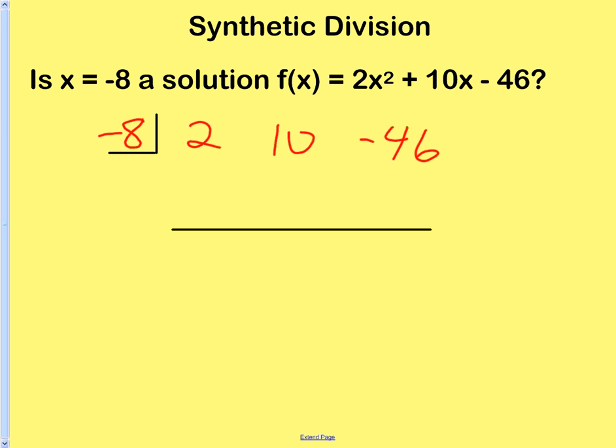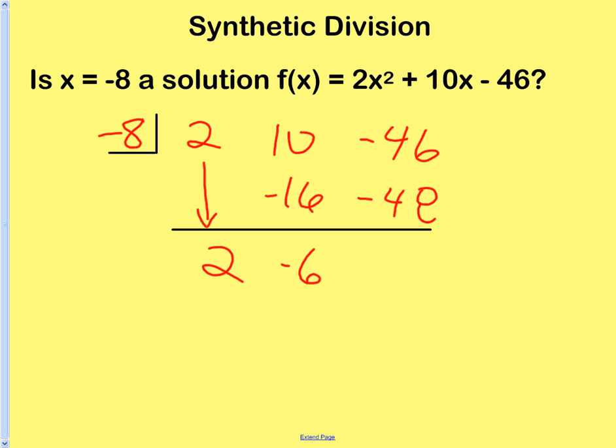Then one of the hardest things to remember on synthetic is how do I start? Drop the 2. And then I can start my multiply and then add thing. Okay, so 2 times what? -8 makes -16. Then add these two, and what do I get? -6. -6 times -8 makes what?